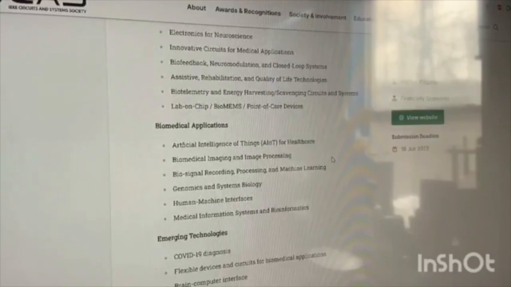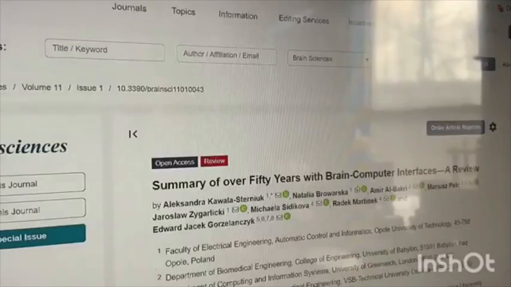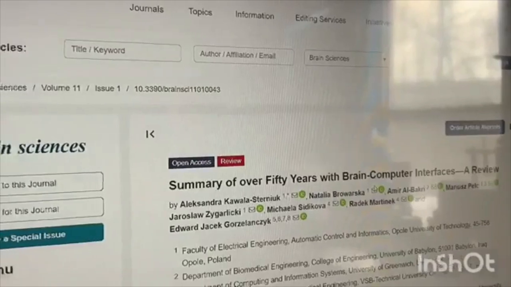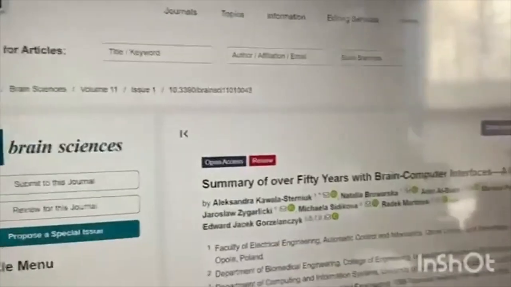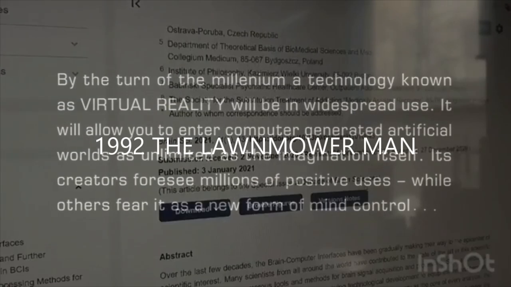Biomedical applications include artificial intelligence of things for healthcare, biomedical imaging and image processing, biosignal recording, processing, and machine learning, genomics and systems biology, human-machine interfaces. What are those? 50 years of brain-computer interfaces, a review out of Brain Sciences and MDPI journals. How long have we been using brain-computer interfaces or body-machine interfaces?